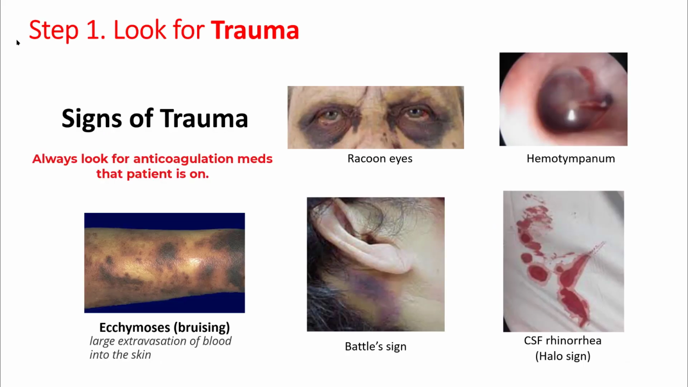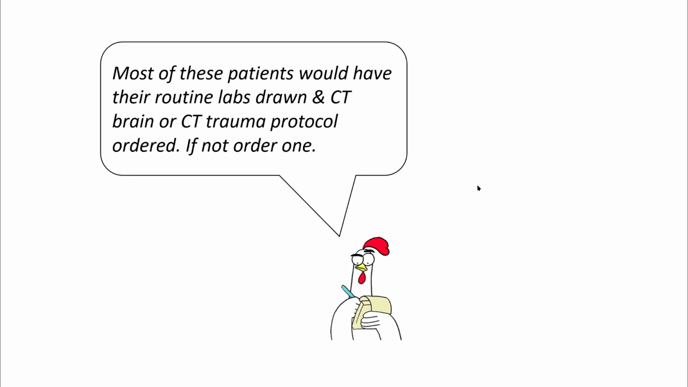First step is to rule out trauma. Signs of trauma include bruising in the extremities, trunk or back. Look for ecchymosis around the eyes and mastoids. Examine the eardrum for hemotympanum. Look for nosebleeds for the halo sign, which can suggest CSF rhinorrhea. Most of these patients would have their routine labs drawn and CT brain or CT trauma ordered in the ER.